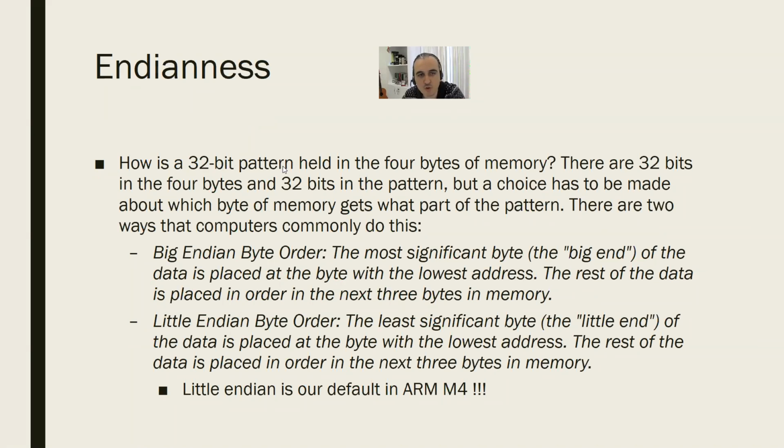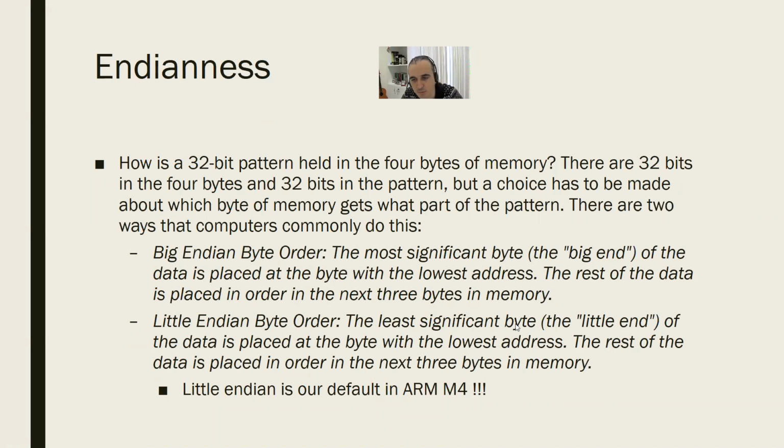How is a 32-bit pattern held in your 4 bytes of memory? Okay, it's 32 bits, but how is it held? I mean, you're going to put it to R1. Which one is the most significant bit? Which one is the least significant bit? There are 32 bits in 4 bytes and 32 bits in the pattern, but a choice has to be made about which byte of the memory gets what part of the pattern, most significant or least significant. There are 2 ways you can do this: the big endian byte order and the little endian byte order. I'm going to be continuing reading the little endian one because we are using little endian.